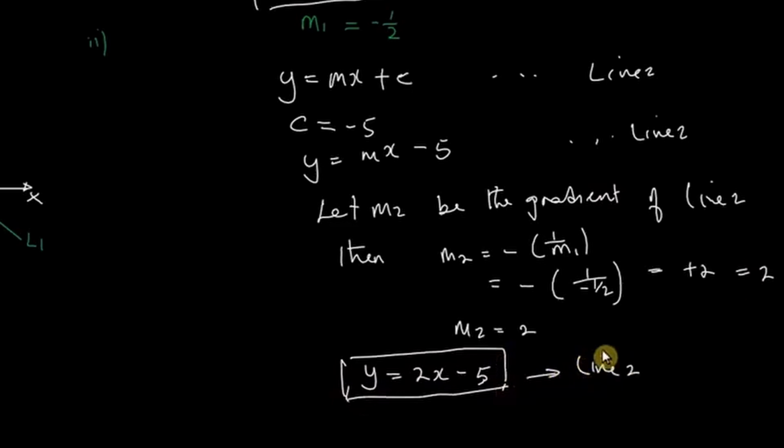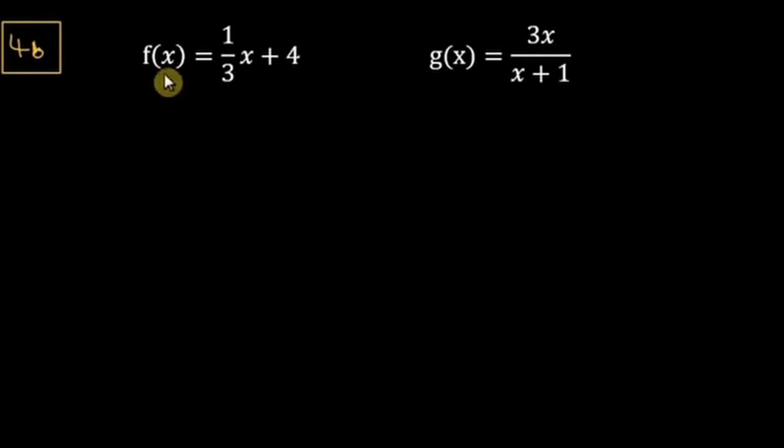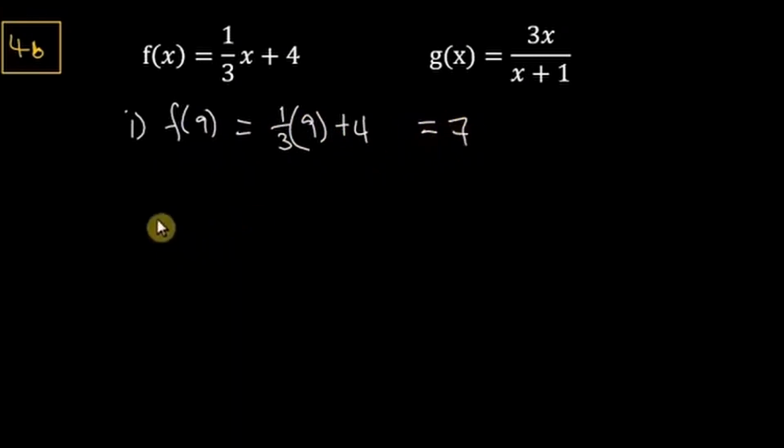Let's move on to the B part of question 4. Here we're given two functions, f of x and g of x. First, we need to determine what f of 9 is, where f of 9 is simply replacing the values of x in the function f of x with 9. So that will be equal to 1/3 of 9, plus 4. Therefore, this is equal to 7.